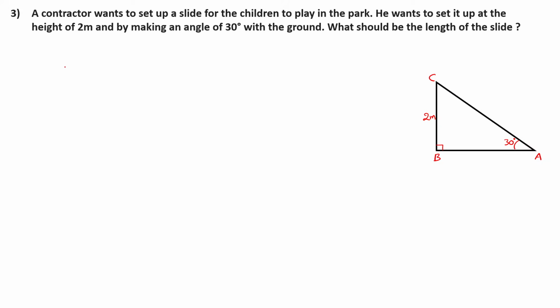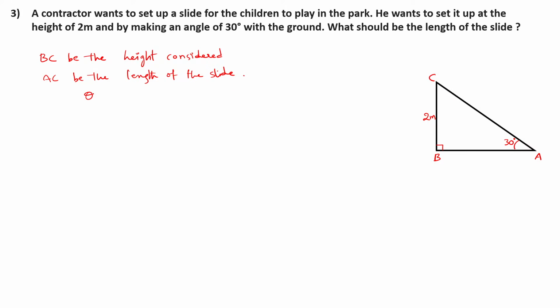Okay. So here I am writing the given diagram. So BC be the height considered. Okay. This is the height considered by the contractor. Okay. And from the figure, AC be the length of the slide that we have to calculate. Length of the slide.